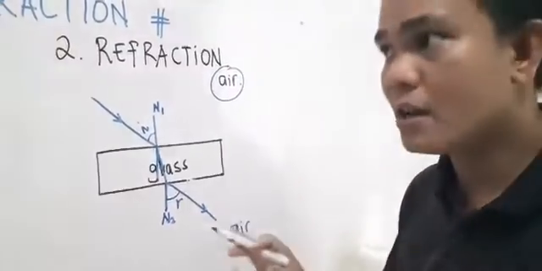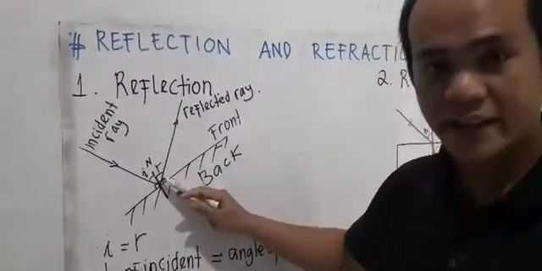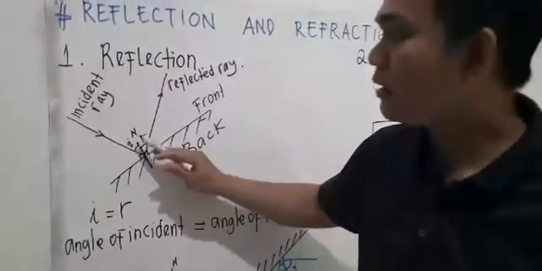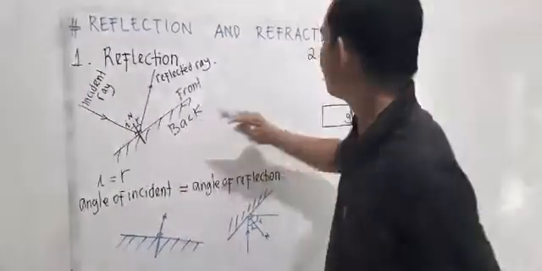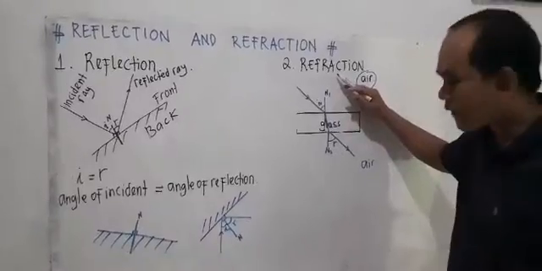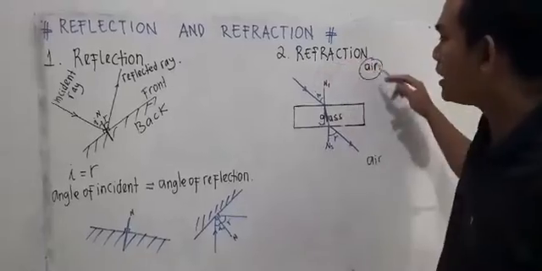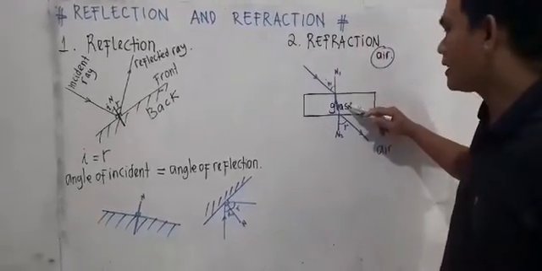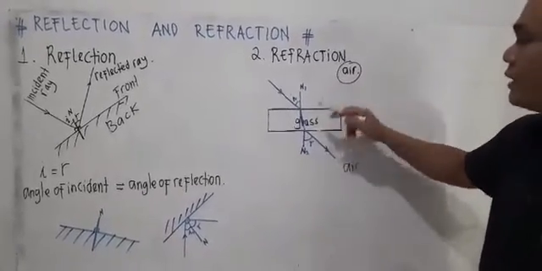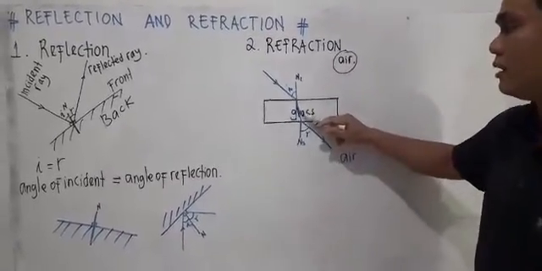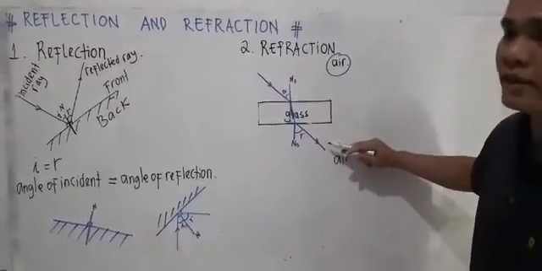So what is refraction? Refraction is the bending of light. What is reflection? Reflection is the reflecting of light, where the angle of incidence is the same as the angle of reflection. And refraction is the bending of light, where if the light comes from the less dense medium like air to the denser medium like glass, it will be bent toward the normal line. And if the light comes from the denser medium like glass to the less dense medium like air, it will be bent away from the normal line.